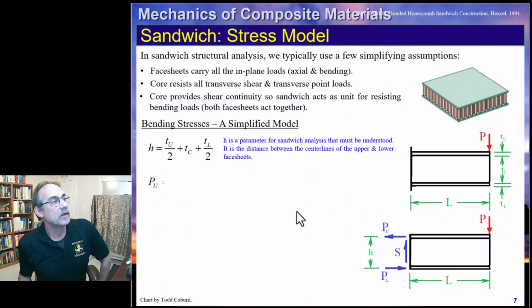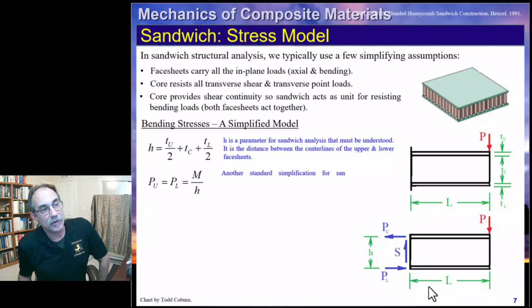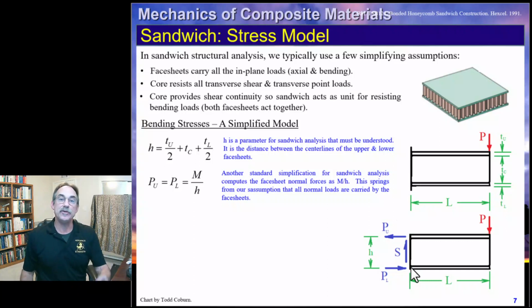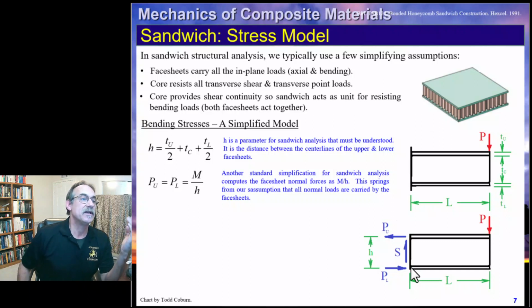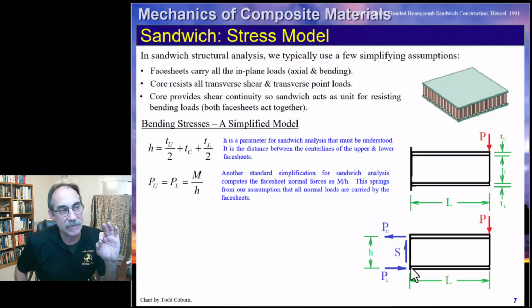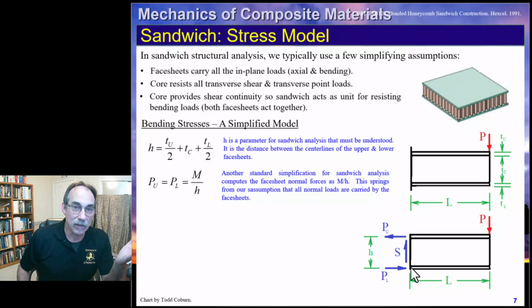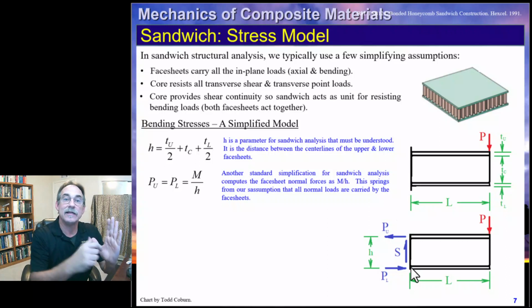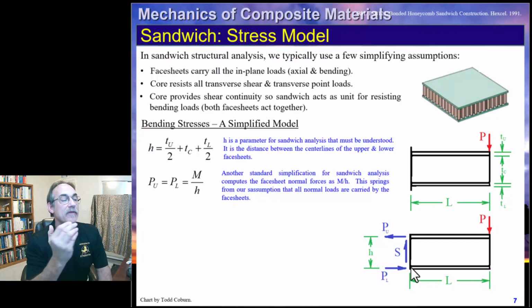So with this in mind, we can see our upper and lower cap. If we just sum our moments about the lower midplane of the lower face sheet, then we're going to have P times L minus PU times H equals 0. That means PU is M over H. If we now sum our moments about the midplane of the upper face sheet, we're going to find P times L minus PL times H equals 0. And we find out that the lower face sheet also has a magnitude of M over H.